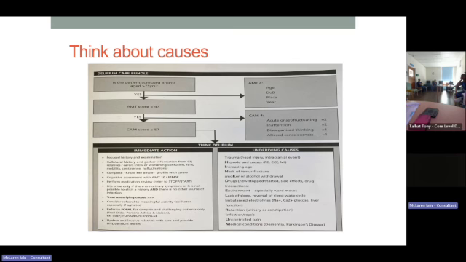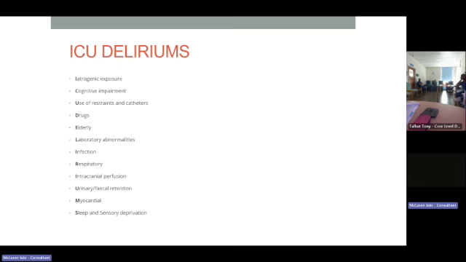Think about potential causes of delirium. And this is taken from the UHL delirium guidelines, which are ward-based. But actually, in terms of intensive care, there's a nice mnemonic on ICU delirium. And these go through potential causes to think about if you're faced with a delirious patient.